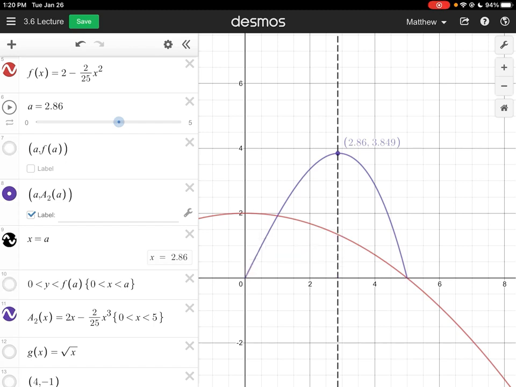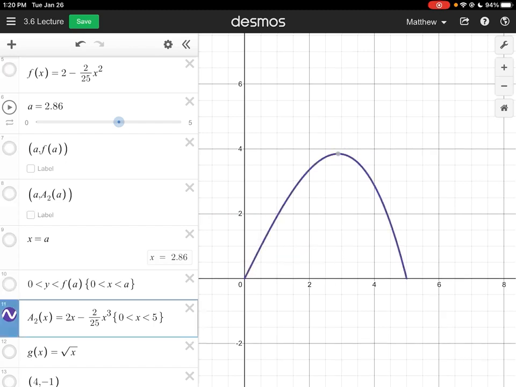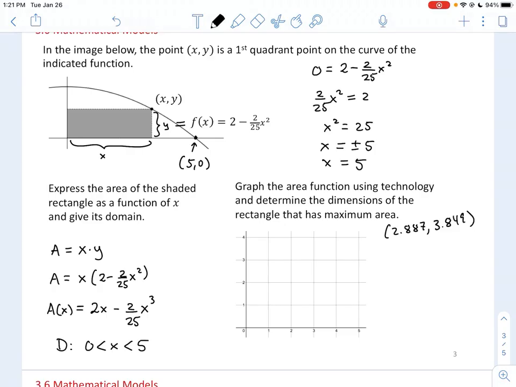I'm going to hide these images and just simply click now on the purple curve, and Desmos finds that maximum for you. 2.887, that's a rounded number most likely, and 3.849. But rounded to the nearest thousandth, this is the location of the maximum point. Okay, so plotting this point, we had a function that went up to there as a maximum and then came back down to 0.